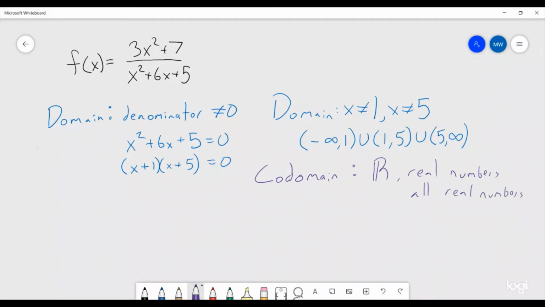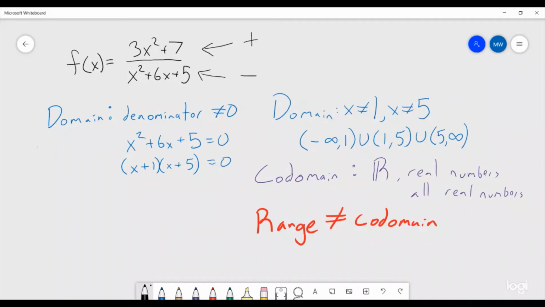But if we were to look at, for example, the range, this is not necessarily equal to the codomain. This is going to be the set of all values that we can get out. Something we might notice is this top is always positive, but this bottom can actually become negative. Because of this, it's going to be difficult to figure out what the range of this function would be without graphing it.